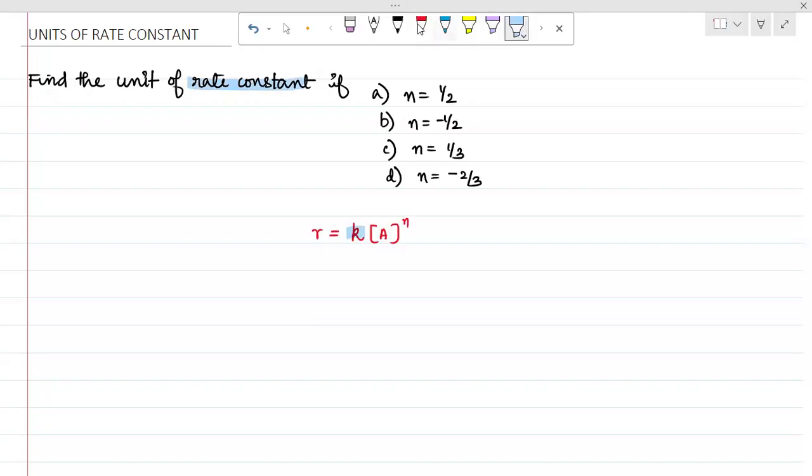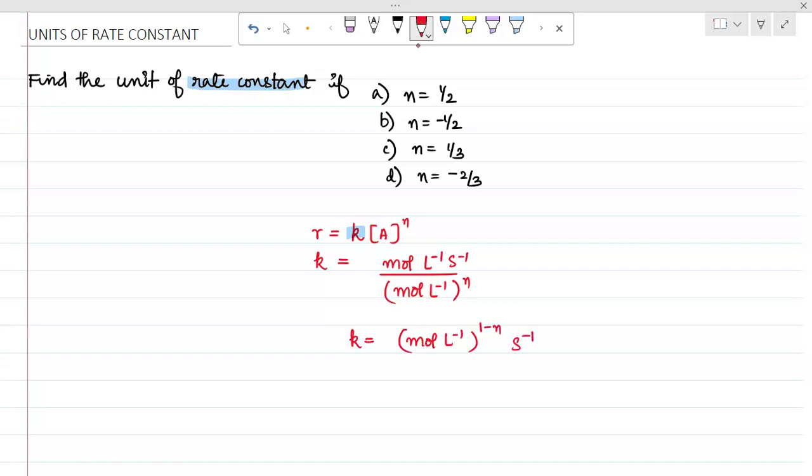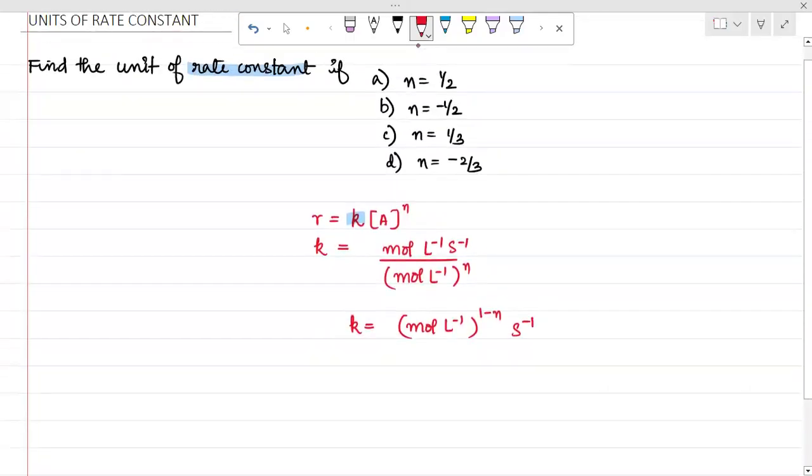Now, if we have to find the unit of the rate constant, K, it is equal to the unit of the rate divided by the unit of the concentration. Sorry, the unit of rate is moles per liter per second, and the unit of concentration is moles per liter raised to n. And we got a general formula: moles per liter raised to 1 minus n per second. This is the general equation for the unit of rate constant.